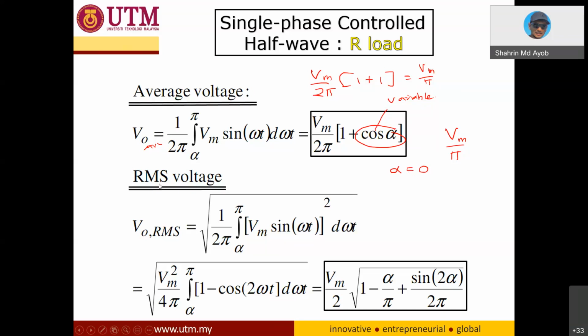The same case goes for the RMS voltage. This is the RMS equation, and it has been simplified like this. You can use this equation to calculate your V out RMS. Of course, if you set alpha to 0 here, you will obtain that your V out RMS is equal to Vm over 2, which is the same as the diode rectifier.